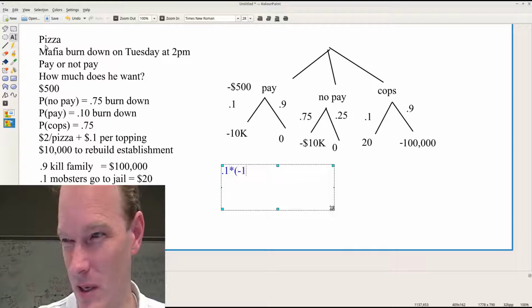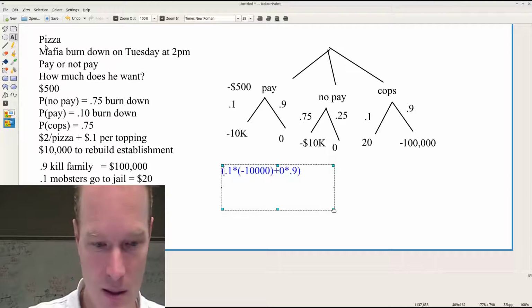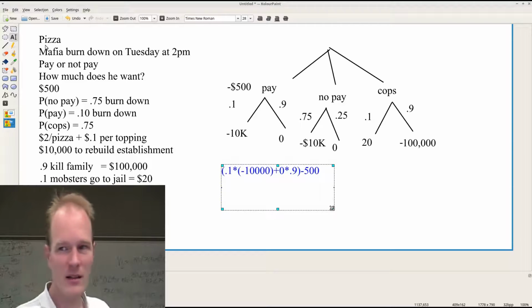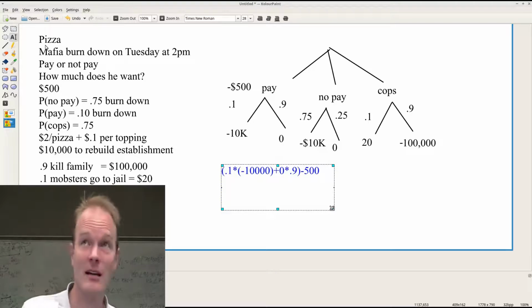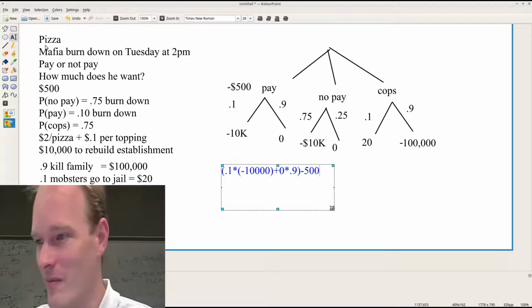1 times minus 10,000 plus 0 times 0.9. Subtract 500. And then we have to subtract 500. Now, a lot of times people get confused, and in fact, I got confused on this in my book, and there was a bug, and some people pointed it out. Thank you, those of you who found it.